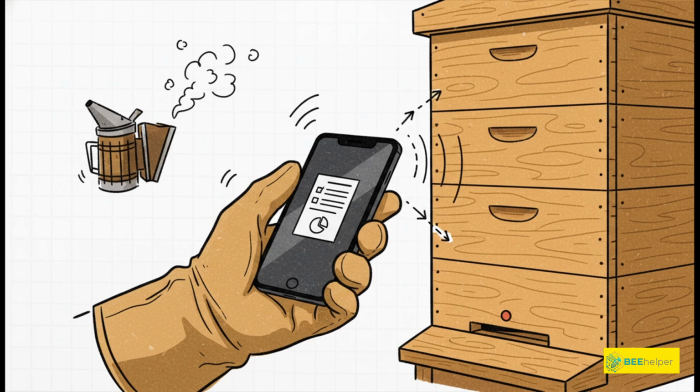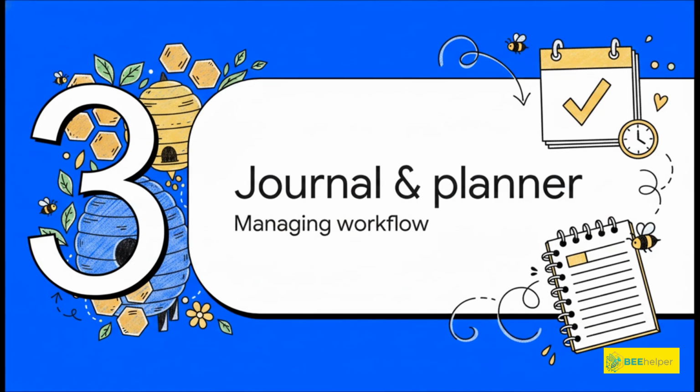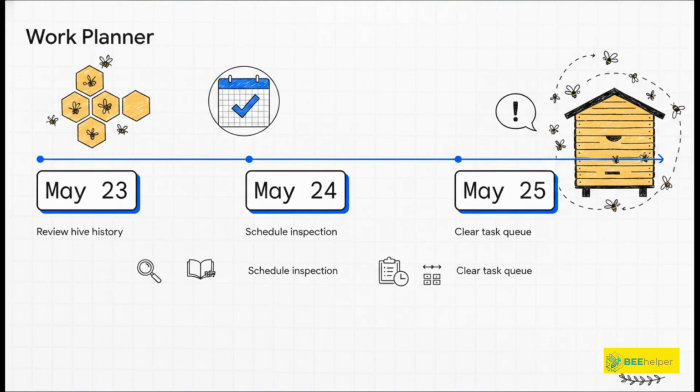You log your notes, and you're moving on to the next one in seconds. Which brings us to part 3, the convenient journal and planner for managing your workflow. Once all your records are digitized, you need to actually plan the work. Beehelper features a beautifully integrated work planner.